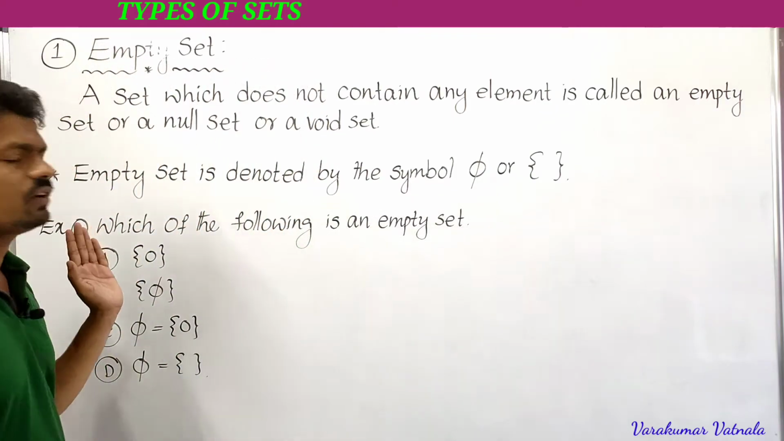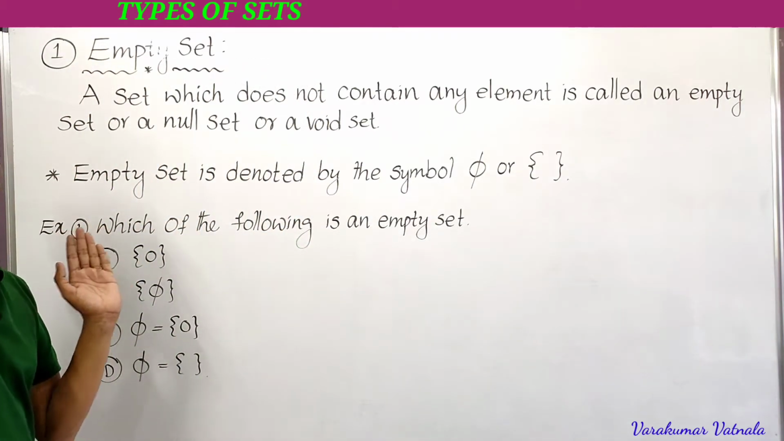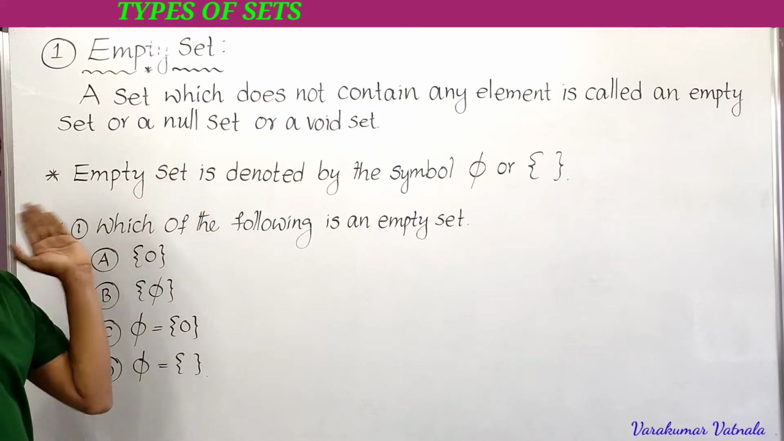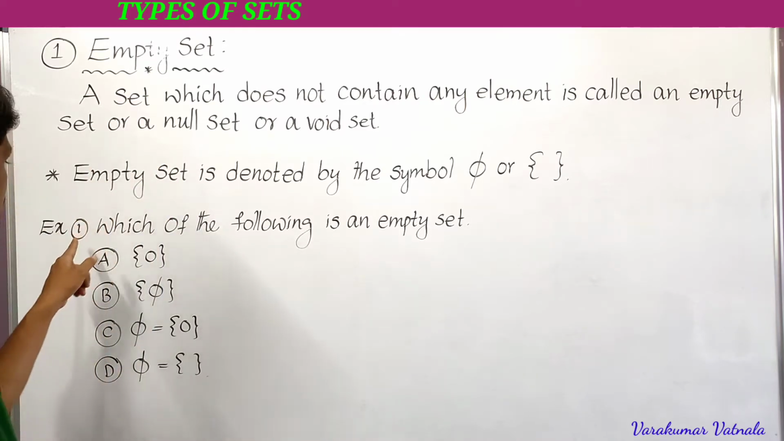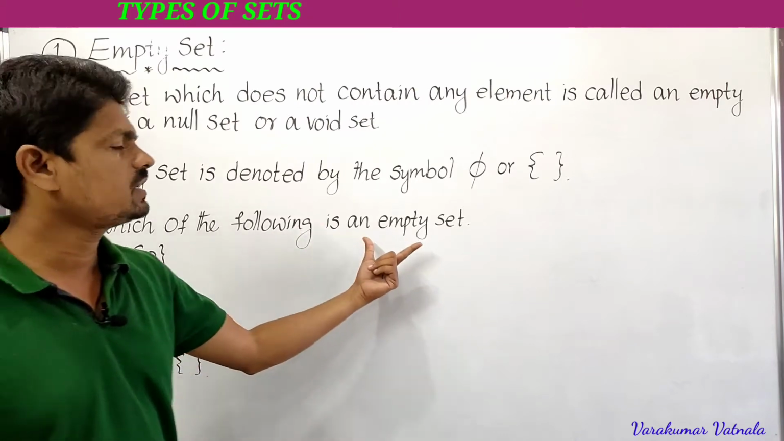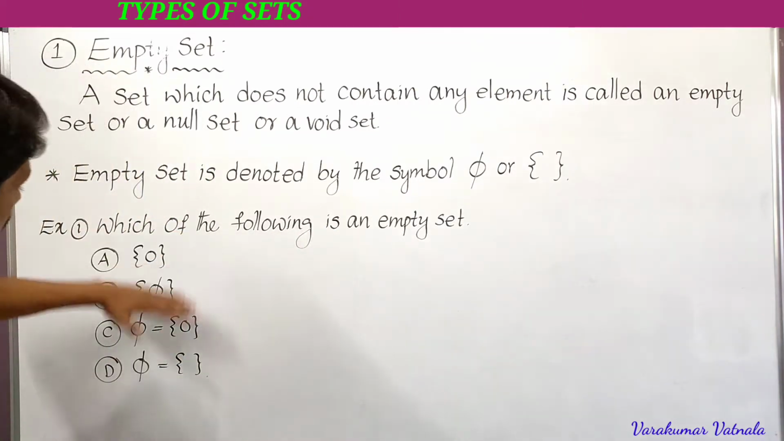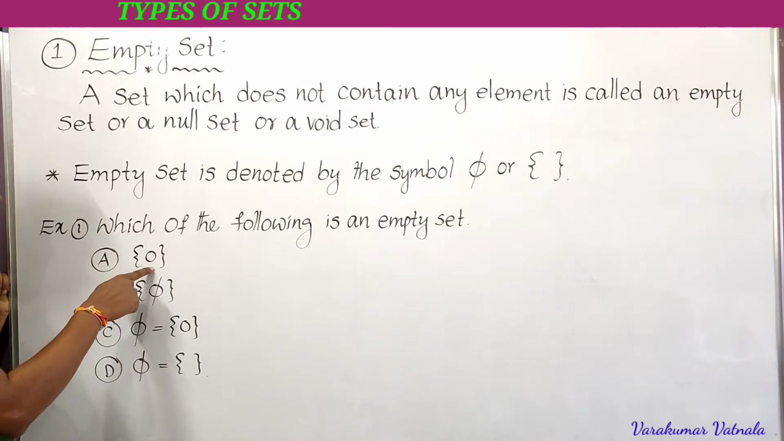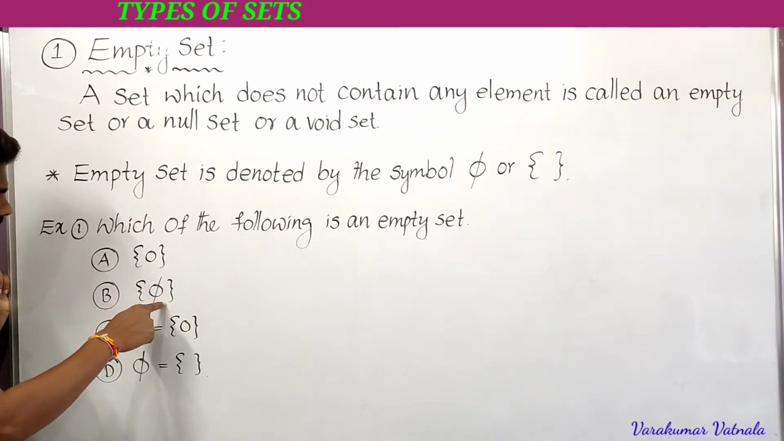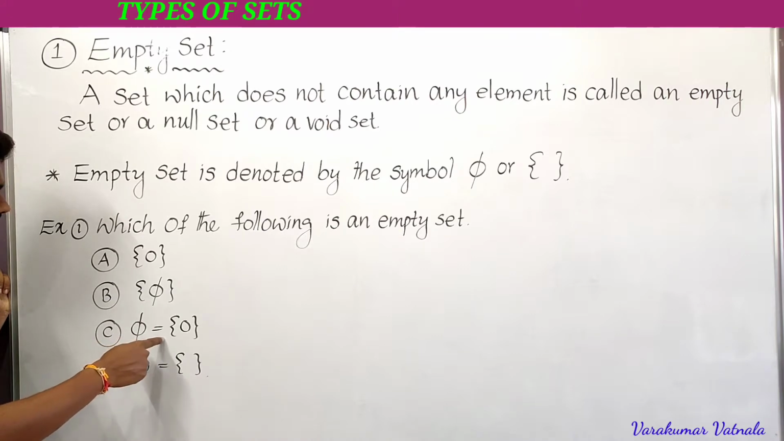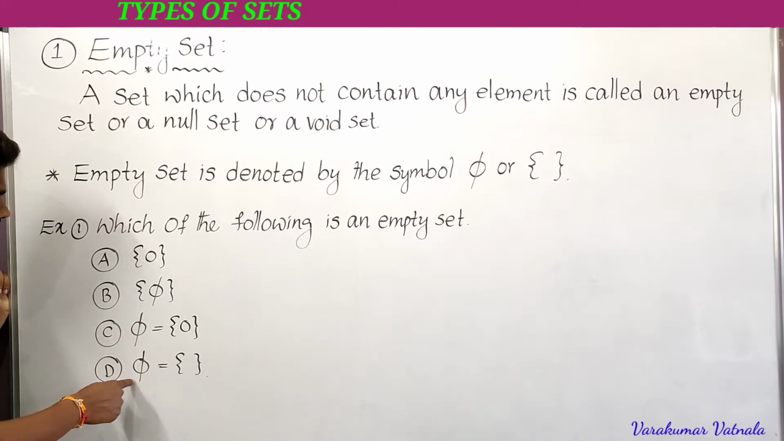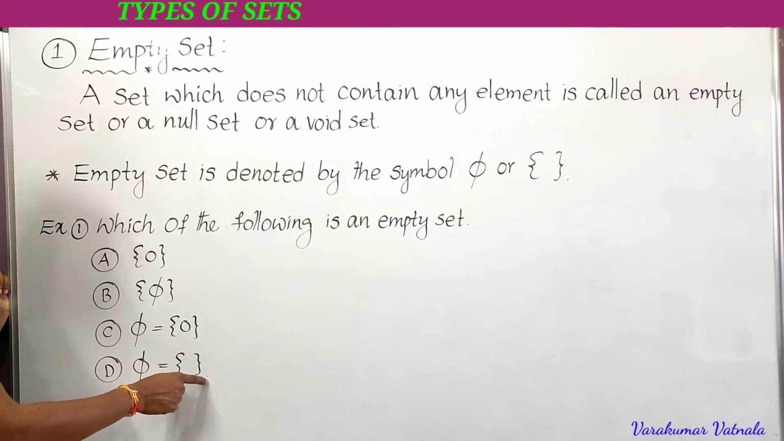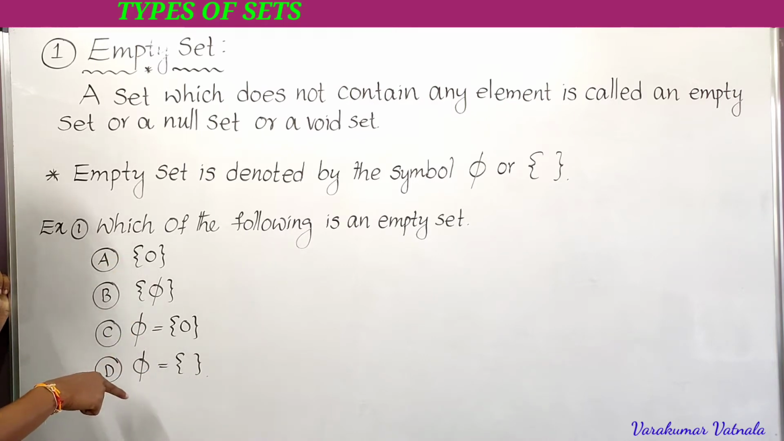Every time an objective type question is asked on empty set. See here, example question number 1: which of the following is an empty set? Four options are given: A, set of 0; B, set of 5; C, phi equals set of 0; D, phi equals only braces. Which one is correct here?